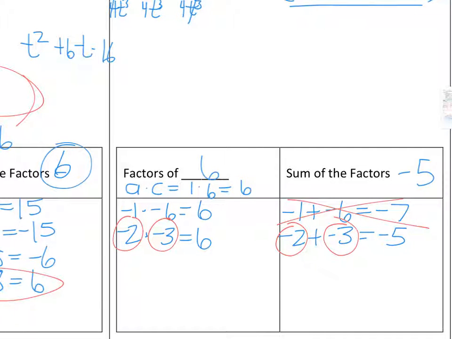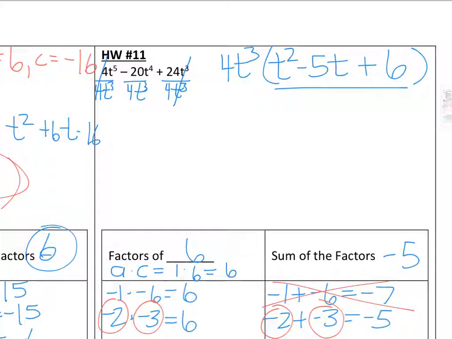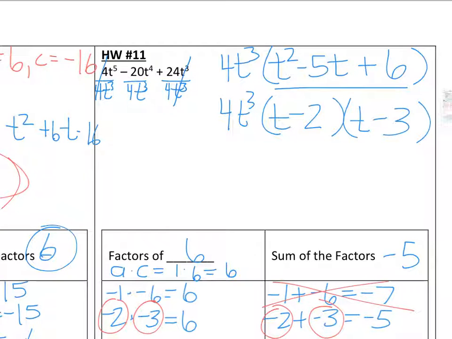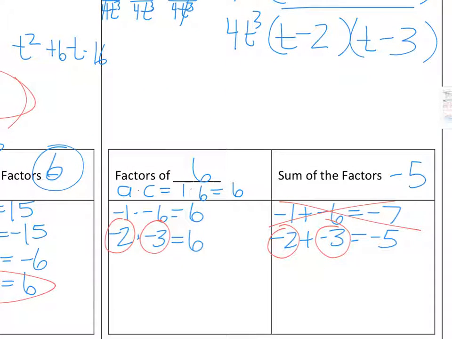So we'll go back up here, and we'll make sure that we drop the 4t to the third that we factored out earlier. And then we should put a t in the front, and then negative 2 and negative 3 were the factors that we found that multiply to be positive 6, and add to be negative 5.